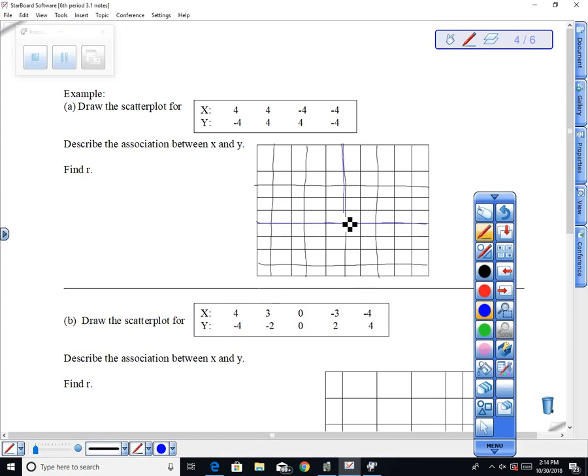Do this. And then if I graph these, I get 1, 2, 3, 4 to the right and 4 down. And then 4 to the right and 4 up. 4 to the left. Didn't put enough spaces, but 1, 2, 3, 4 to the left and 4 down. And then 4 to the left and 4 up. And what do you think R is going to be, just looking at this? It's going to be 0, right?